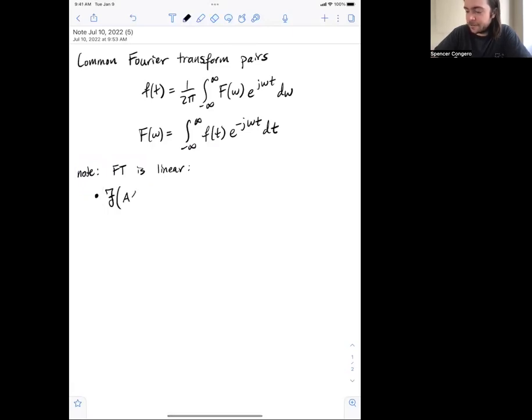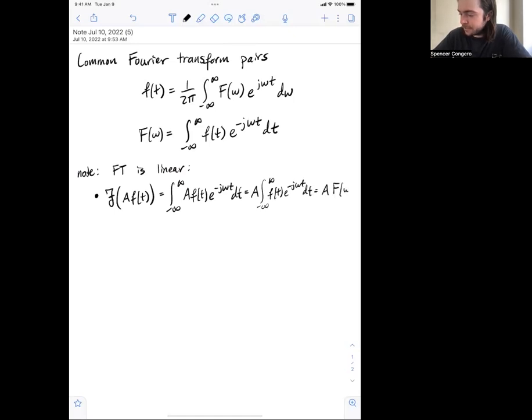What happens when I take the Fourier transform of some constant times a function? Well, I'm just going to use the Fourier transform formula right here and plug that whole thing in for my function. So I get a times f of t e to the negative j omega t dt. Now, of course, I can take the a outside, and I'm just left with a times the Fourier transform of f. So when I take the Fourier transform of a constant times a function, I just get that constant times its Fourier transform. That's kind of a scaling property.